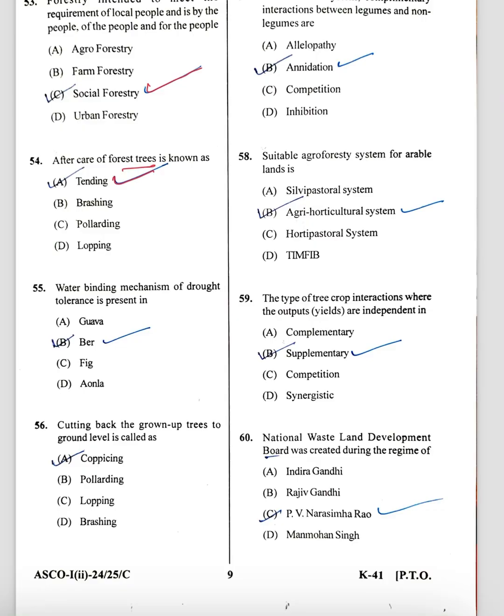And we can go for water binding mechanism of drought tolerance is present in case of ber, because out of all these 4 options, ber is the most drought tolerant, and it is requiring least amount of water. So the answer will be the ber. Then cutting back the trees to ground level is normally called as the coppicing.